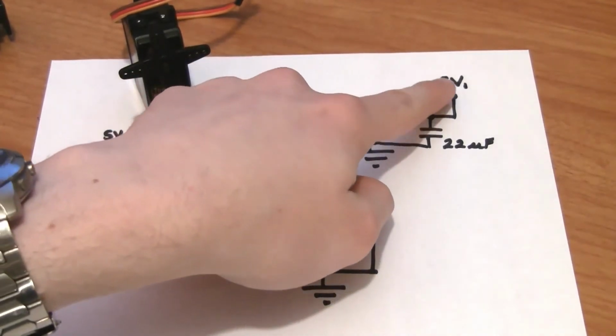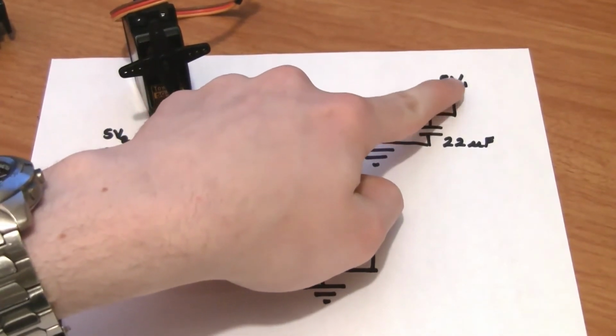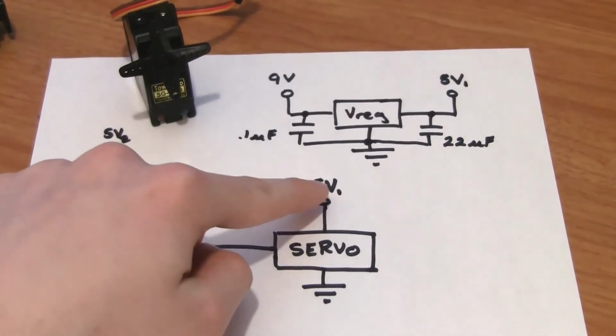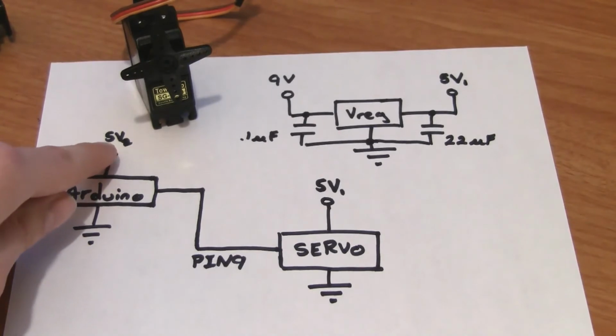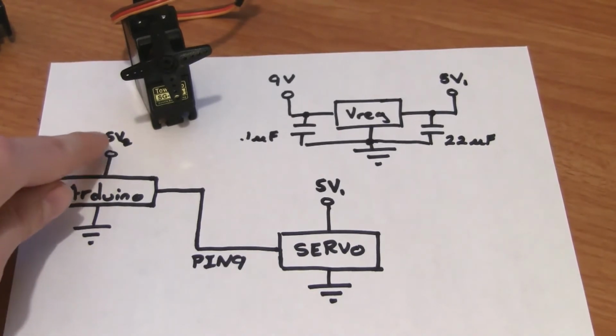Here I have 5 volts, and I'm calling this 5-volt rail number 1. You can see the little subscript 1 there. That same 5-volt rail is the one that connects to the servo. Over here, I have a separated 5-volt rail for the Arduino that it's running on.